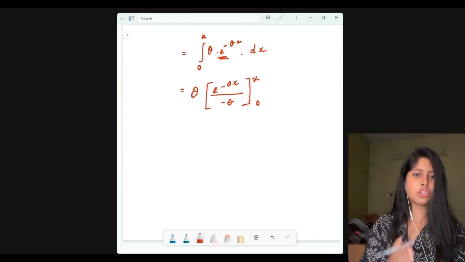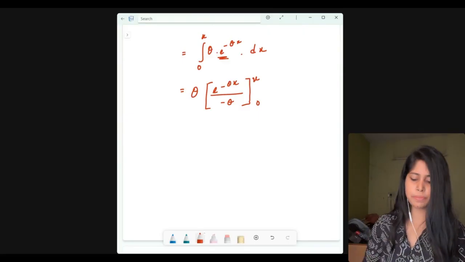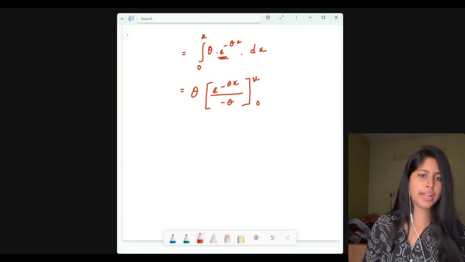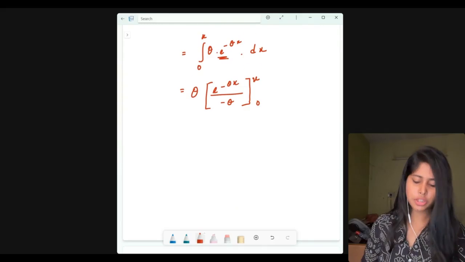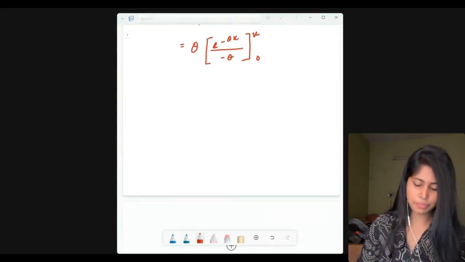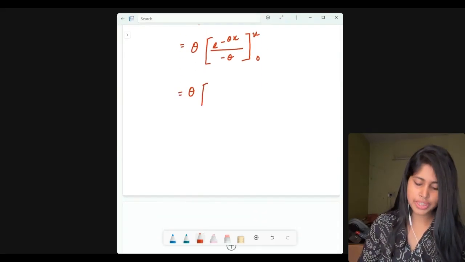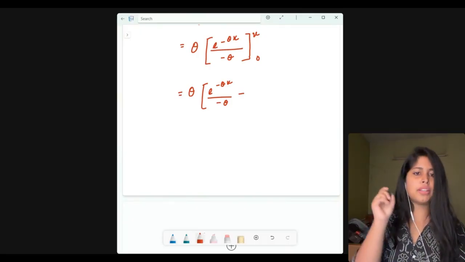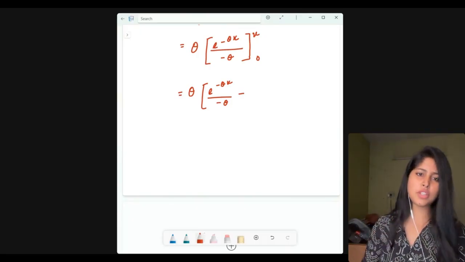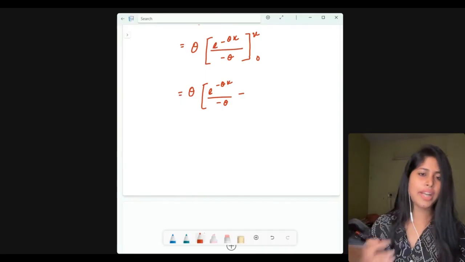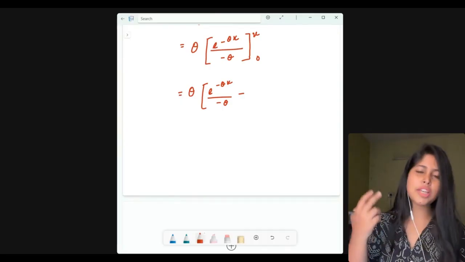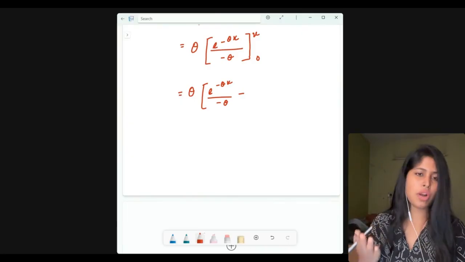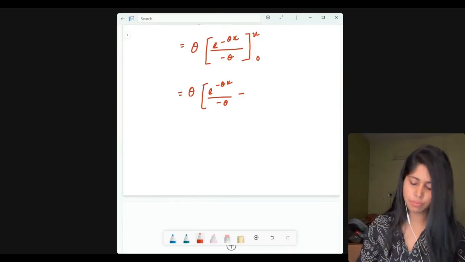And now you're just going to substitute the value of x with 0 and x, right? Upper limit minus lower limit. So let us do that. What do we get? Theta into e to the power minus theta x by minus theta minus, now if you put e to the power minus theta into 0, that is basically e to the power 0, which is 1, anything to the power 0 is 1. So it will be 1 by minus theta. So let me write it, 1 by minus theta.